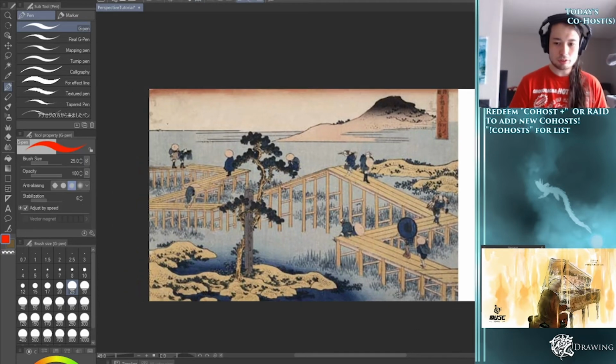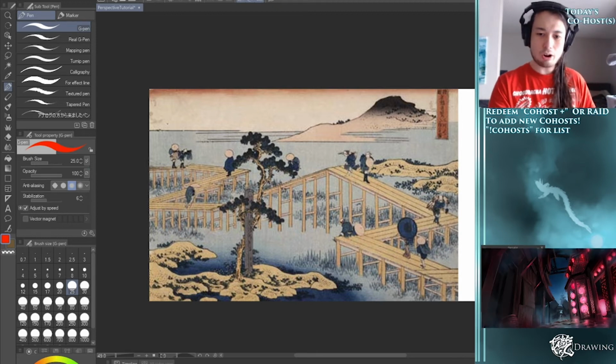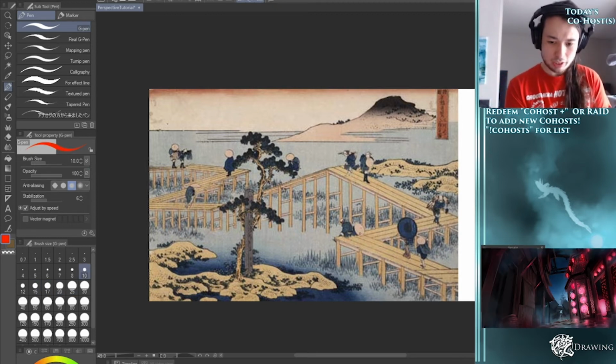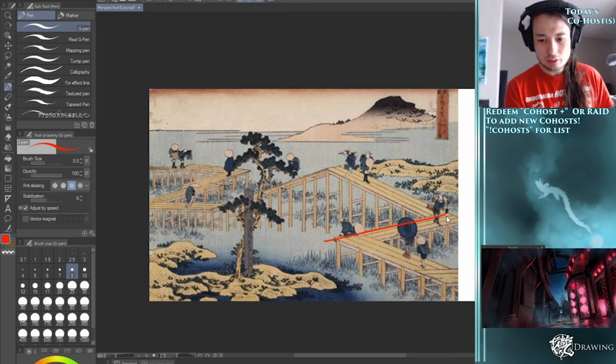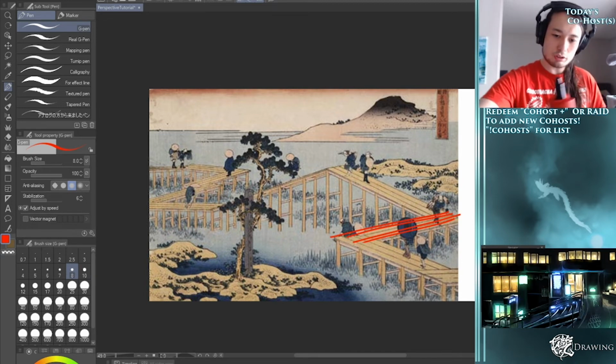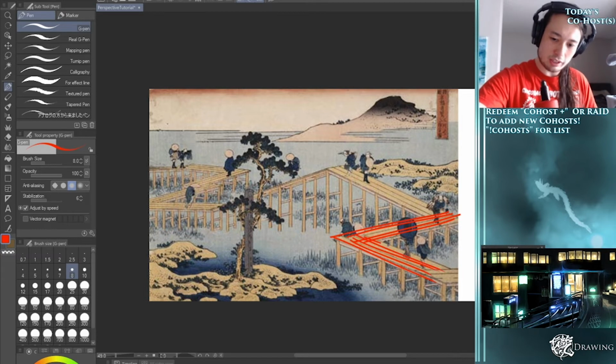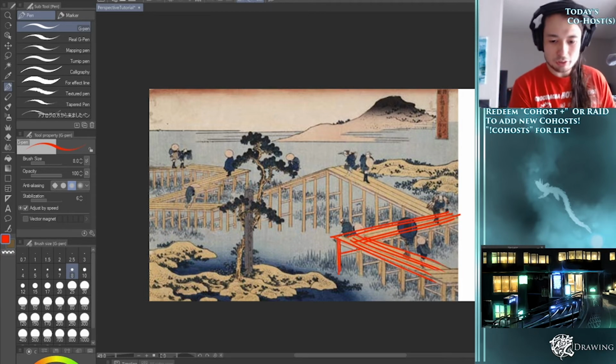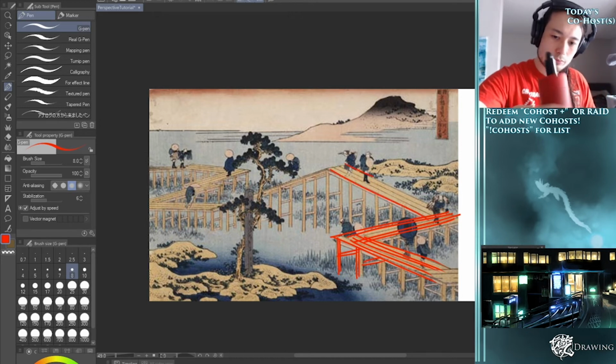Here's a woodblock print. Look at how they're using isometric perspective, right? Oh, the bridge goes to the right, okay? We draw them like this. Bridge goes to the left, okay? We draw the bridge like this. That applies to the poles. And it does feel like there is a depth here.